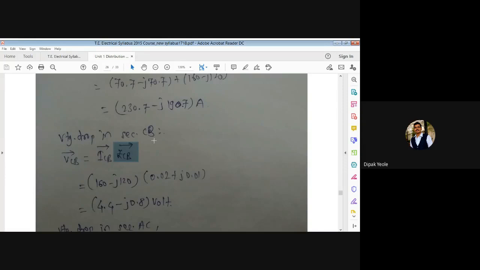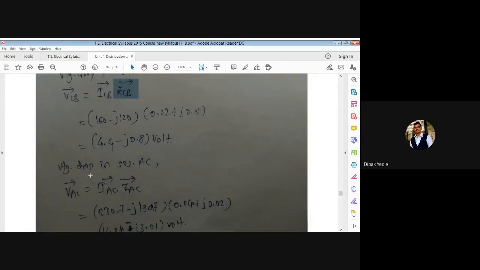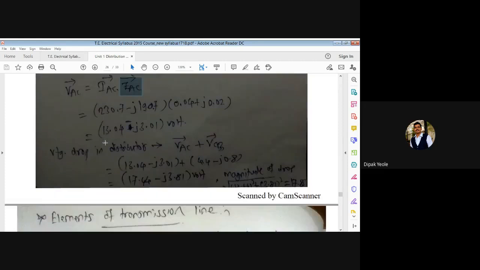Voltage drop in section CB, this, and voltage drop in section AC, current into impedance. So this is the standard procedure to solve the numerical.